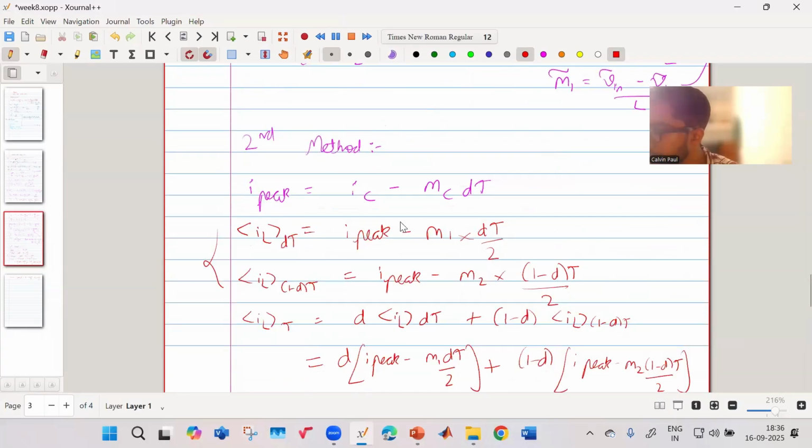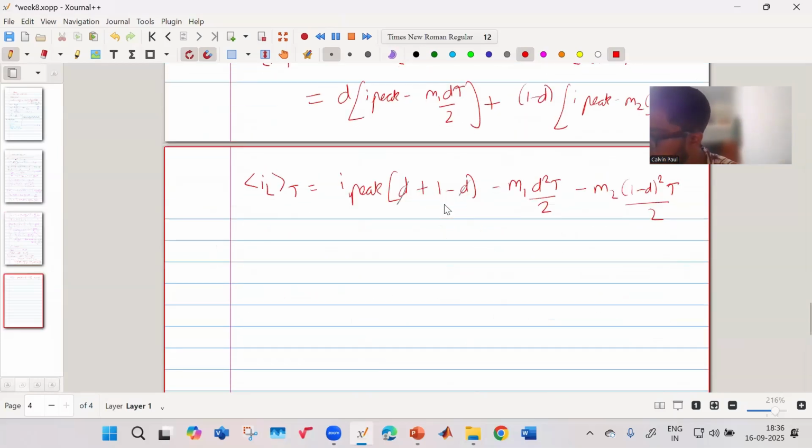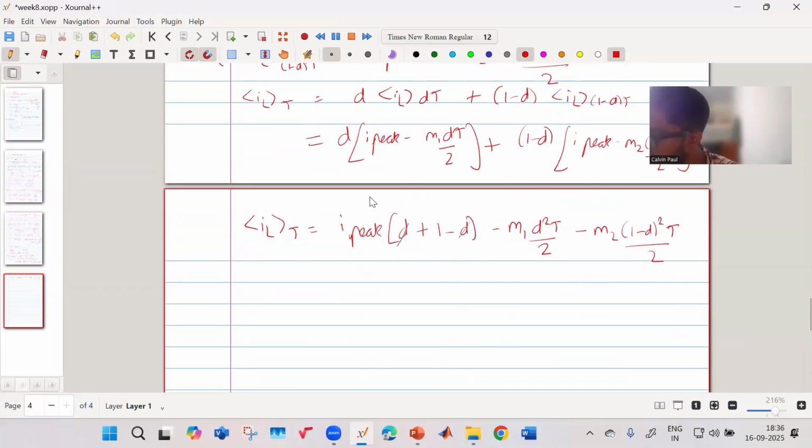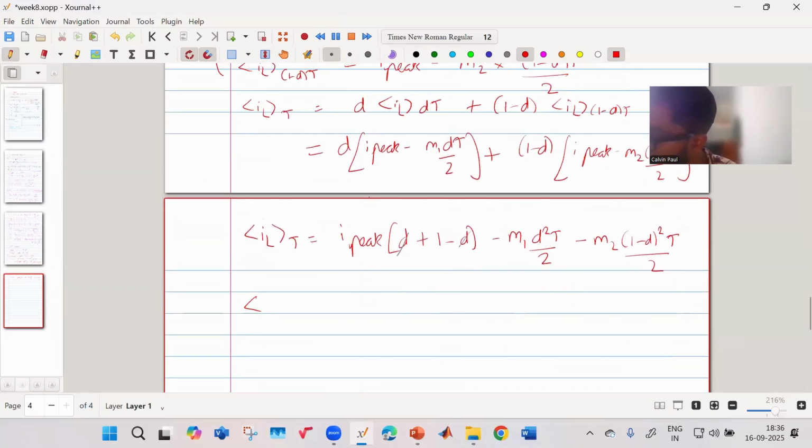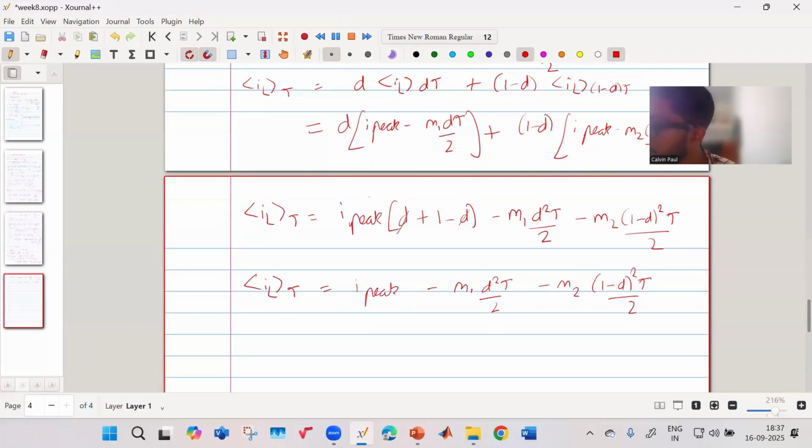Now, we have our peak current equal to IC minus MC into dt. So we have IL average of t is I peak minus m1 d square t by 2 minus m2 into 1 minus d square t by 2. So we substitute the value of I peak.